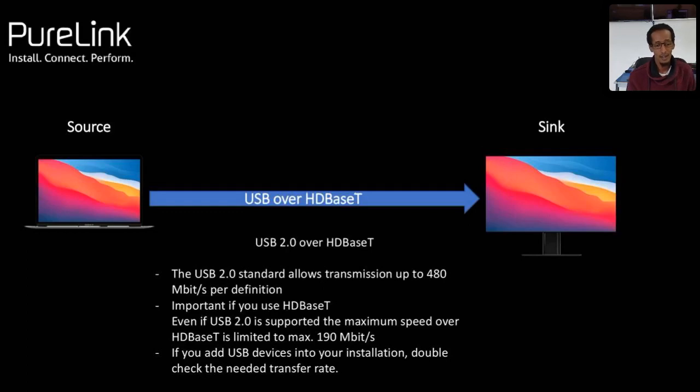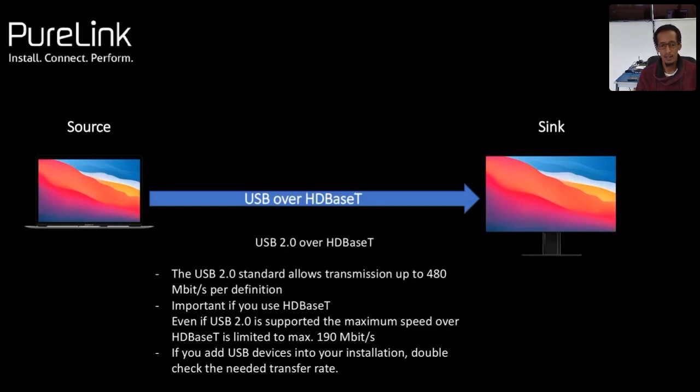And that's super important to know, because we have seen more than just once that customers are calling in and saying, hey, we have the USB extender, and if I connect my webcam, everything is working fine if I'm running my webcam on 1080p, but if I'm going with a webcam on 4K, I lose picture, I lose connection, and my USB camera is not recognized any longer. And that's exactly what is written here. The maximum speed is 190 megabits.